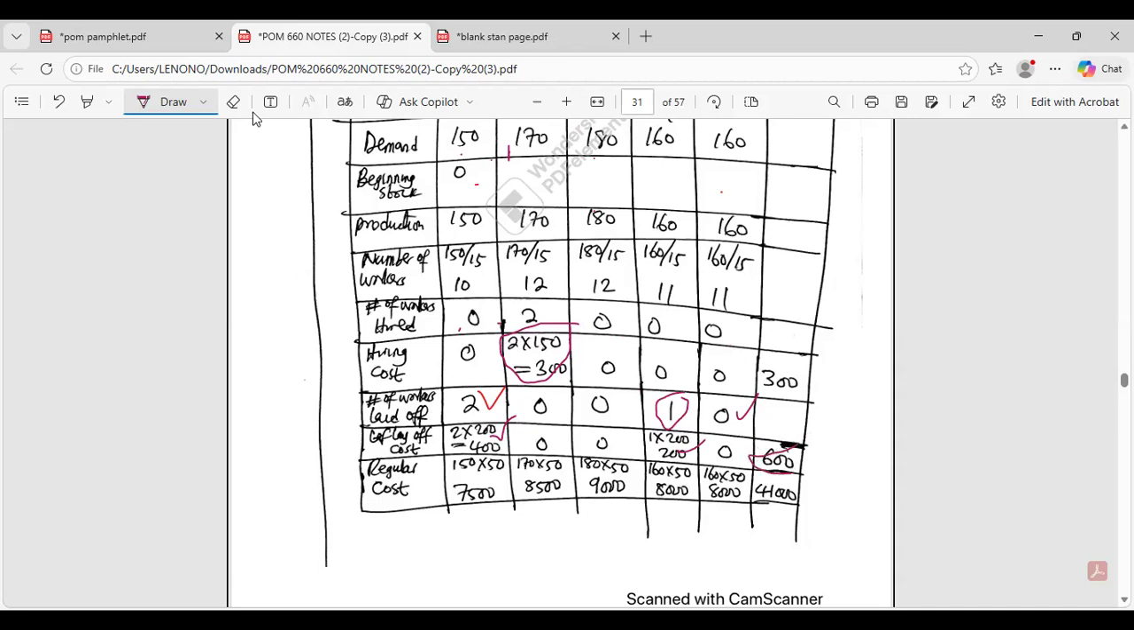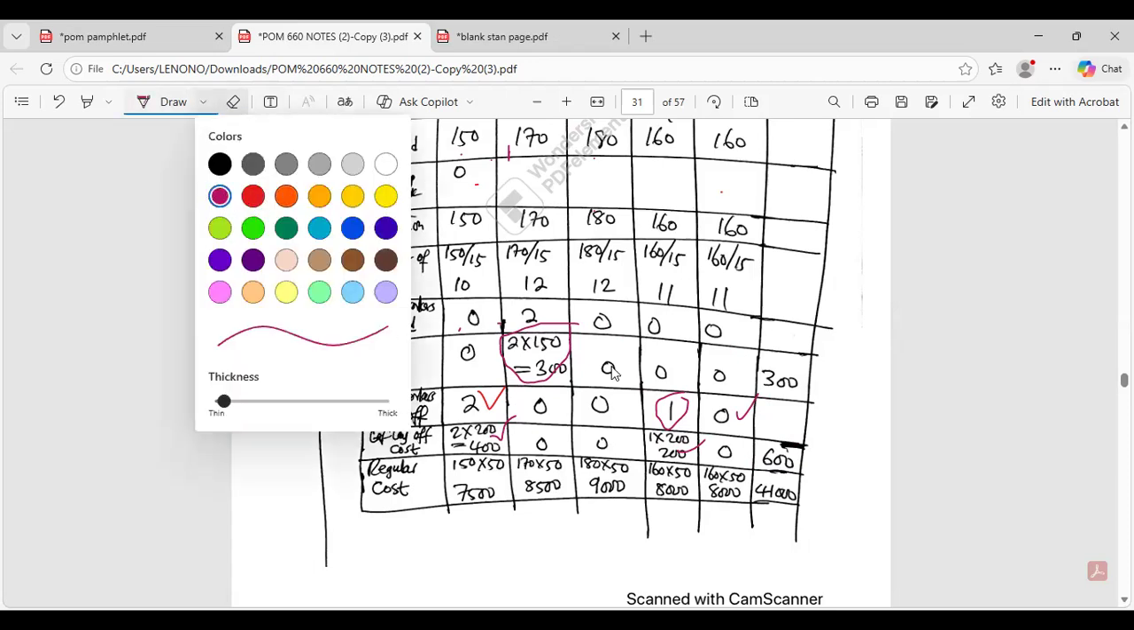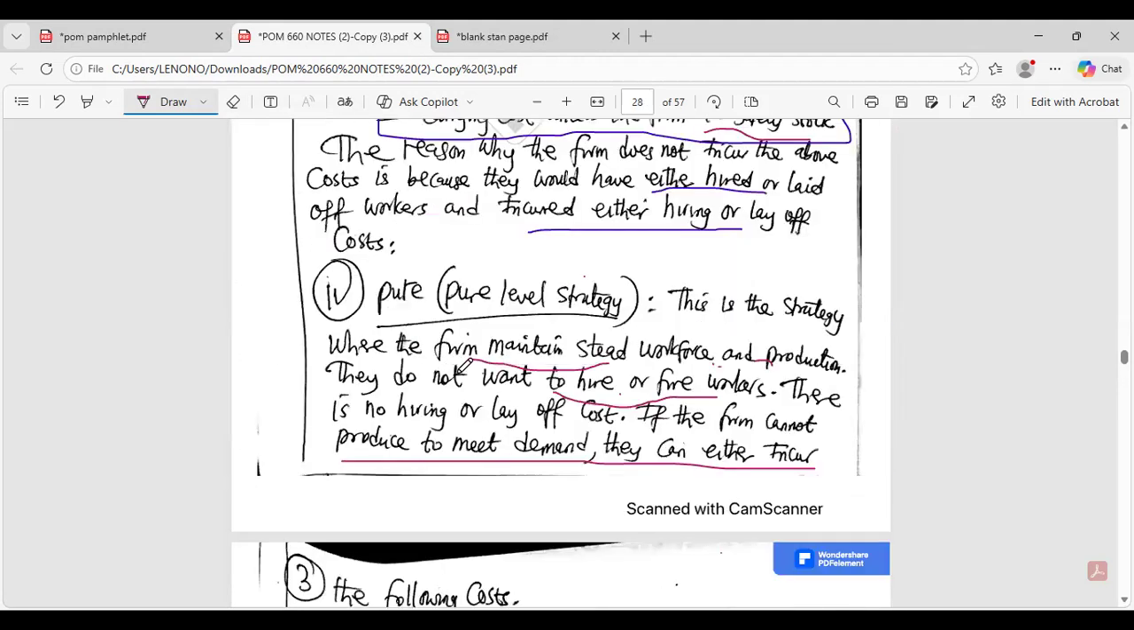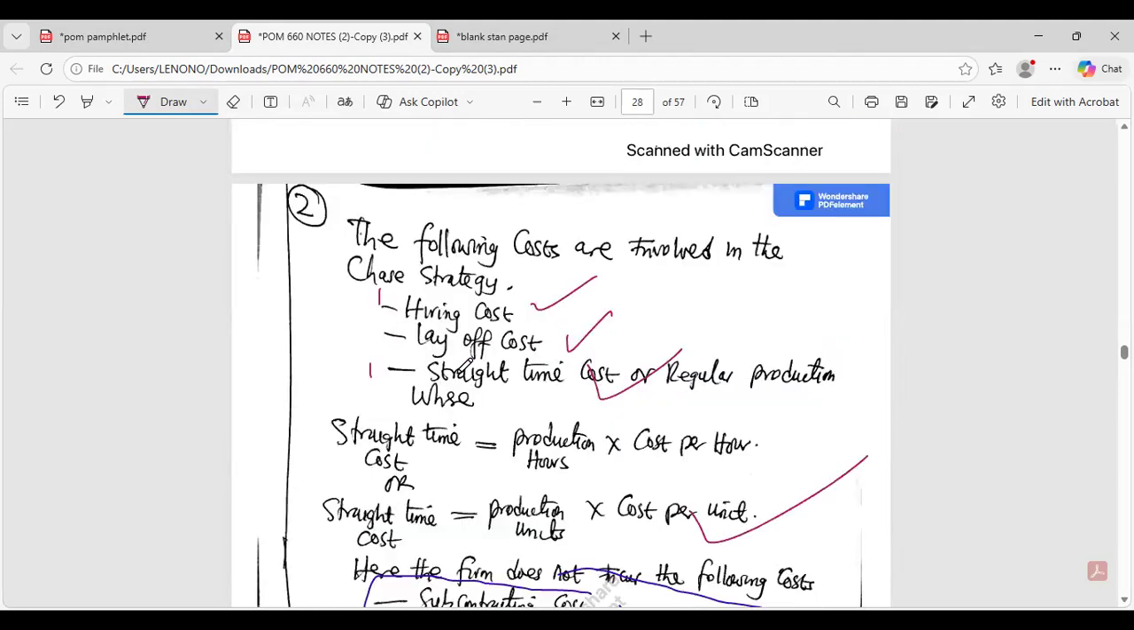So what is our 600? The total layoff cost is 600. The hiring cost is 300. So there are only 3 costs in this strategy, like I mentioned to you. For the chase strategy, we have 3 costs involved. Which ones are those? Hiring cost, layoff cost, and regular cost.